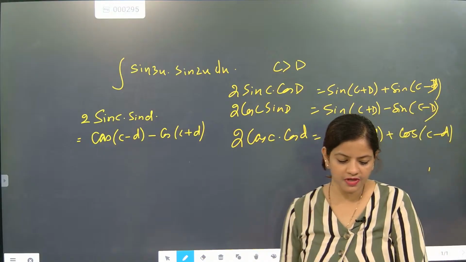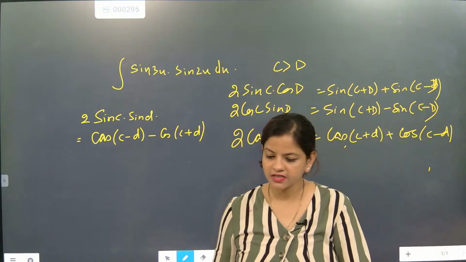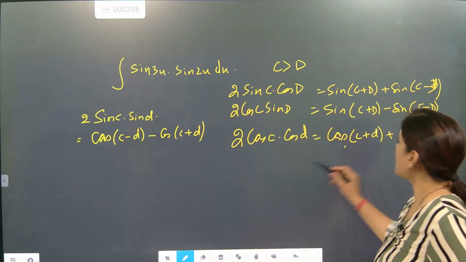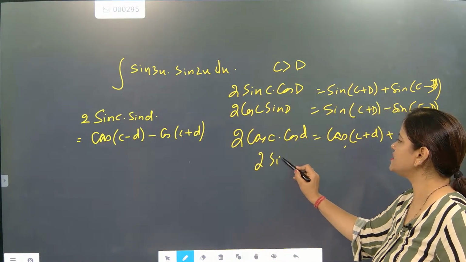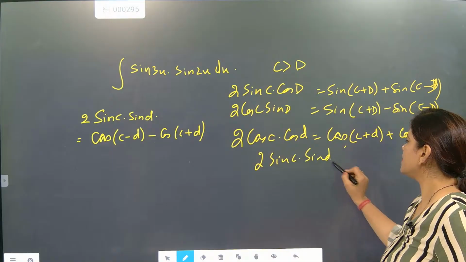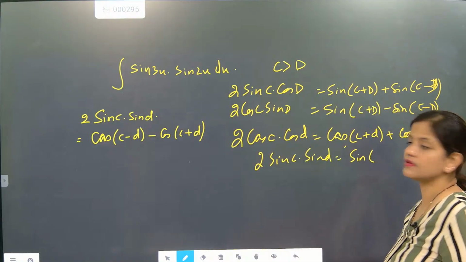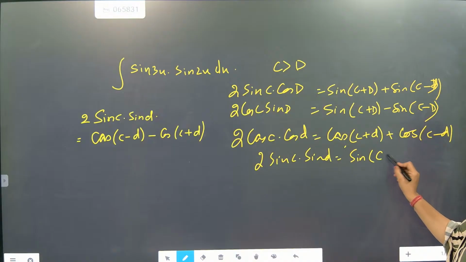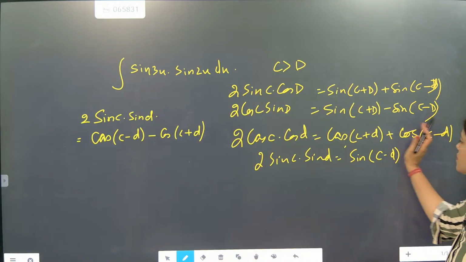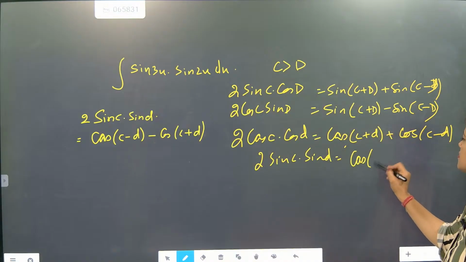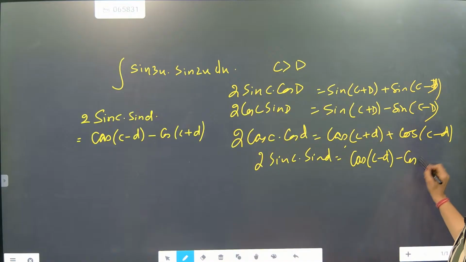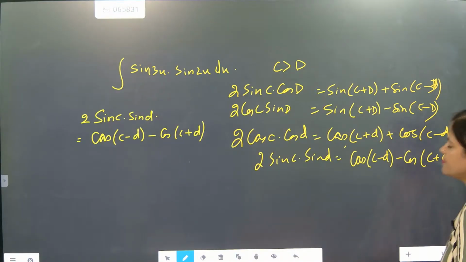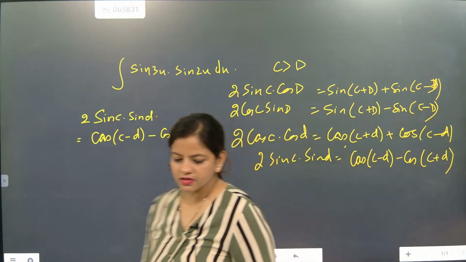Understood? Cos of C plus D plus cos of C minus D. Understood or not? But when they ask you 2 sin C sin D, then it will become, sorry, cos of C minus D minus cos of C plus D. Okay, minus cos of C plus D.